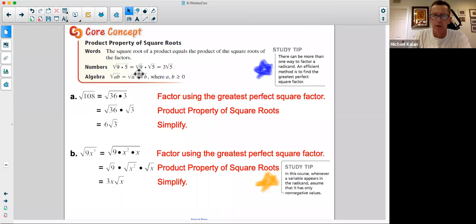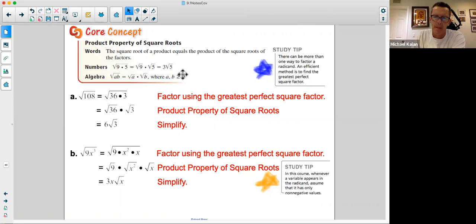And then we could take the square root of 9, right? Because there is a perfect square factor in 9. So that becomes 3 root 5. Or in algebra, using variables, if we have the square root of AB, then you can make that the square root of A times the square root of B.